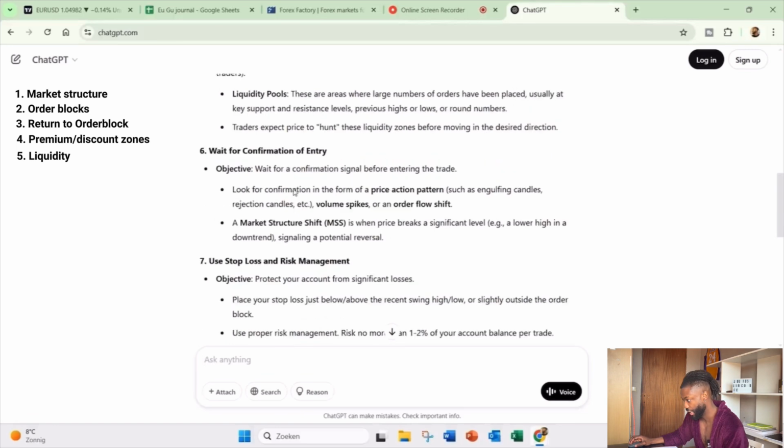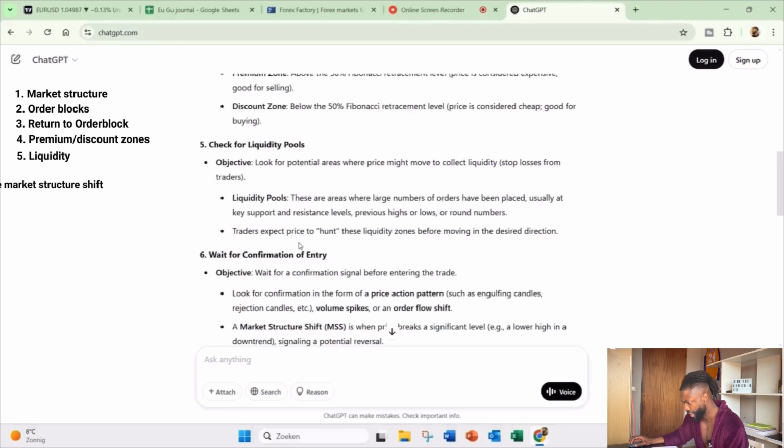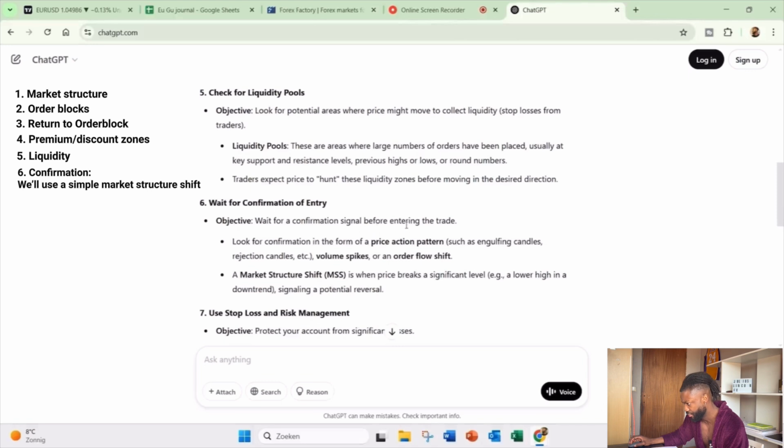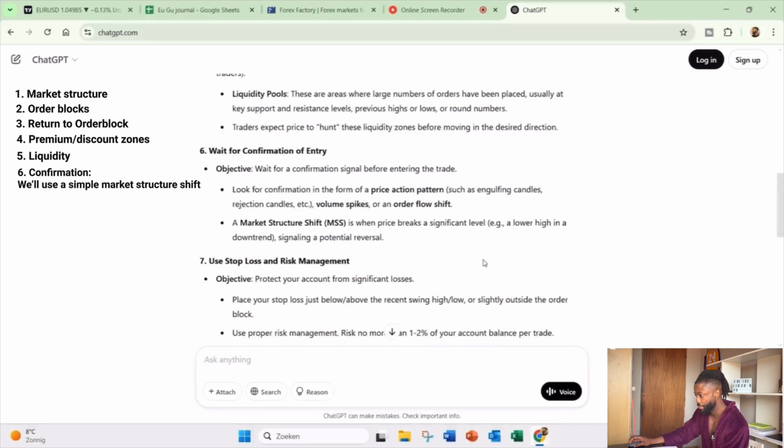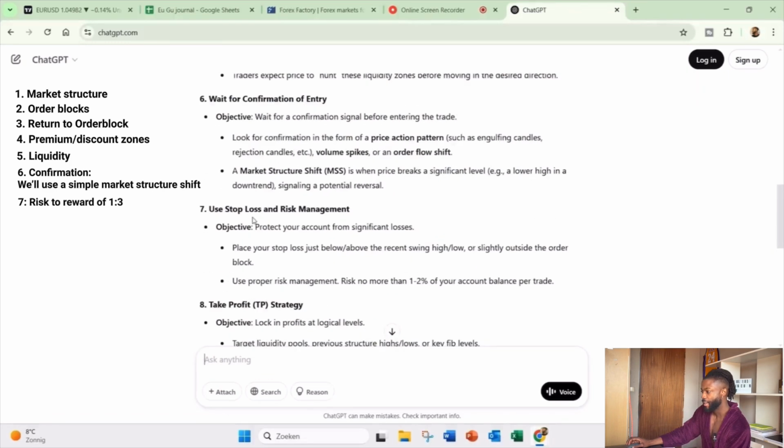6. Wait for confirmation of entry. Objective. Wait for a confirmation signal before entering the trade. Look for confirmation in the form of a price action pattern, such as an engulfing candle, rejection candle, volume spikes, or an order flow shift. A market structure shift is when price breaks a significant level. Okay, simple, very simple.